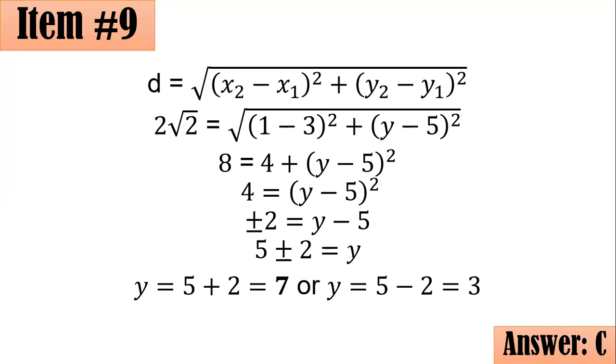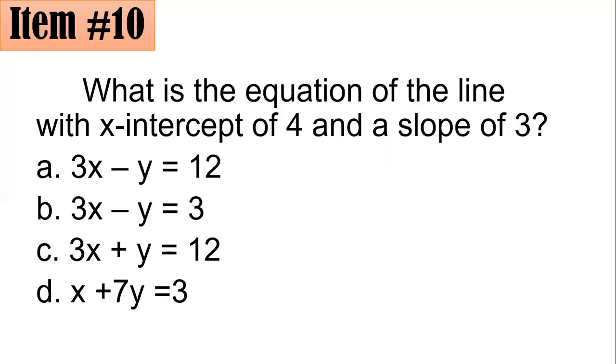All right. Let's have number 10. What is the equation of the line with x-intercept of 4 and the slope of 3? Is it 3x minus y equals 12, 3x minus y equals 3, 3x plus y equals 12, or x plus 7y equals 3?